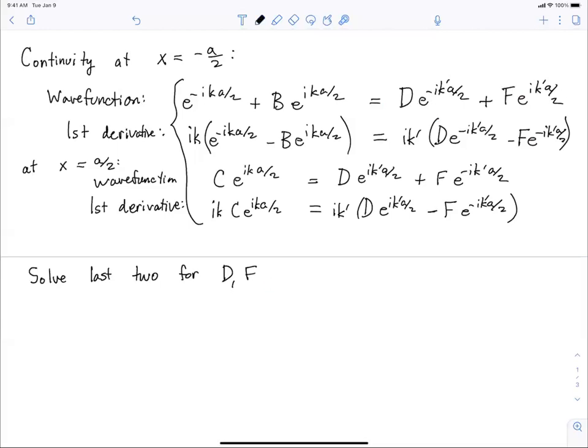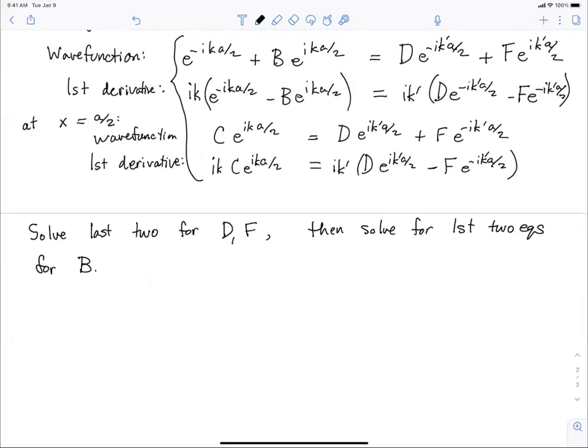Okay, so then solve the first 2 equations for B. So when you do that, you're solving for B in terms of C, and the answer turns out to be not too bad. It's B is equal to C times i (k prime squared minus k squared) over 2k k prime times sine k prime a.